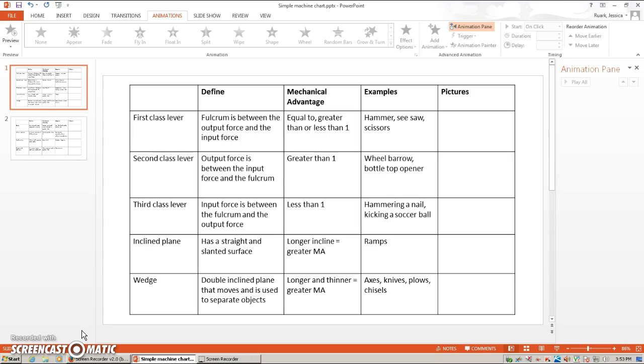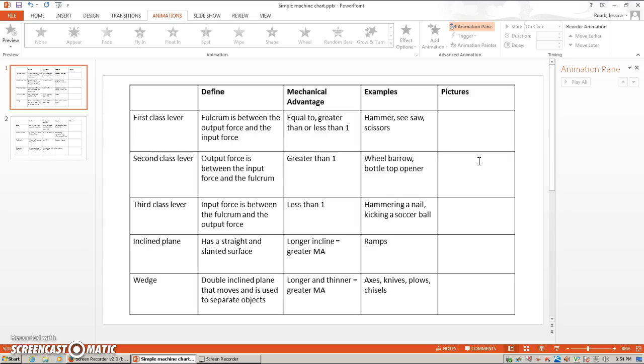So to define a first class lever, it's a lever that has a fulcrum that's located between the input force and the output force, or the load. Okay, so the fulcrum is the actual point of pivot, or the point where it moves. Okay, so the mechanical advantage for a first class lever can be equal to 1, greater than 1, or less than 1. And examples of those would be a hammer, a seesaw, scissors, and there's more. Okay, so what I want you to do is you can draw the picture here, and we'll talk about where the points and the forces and all that are in class.